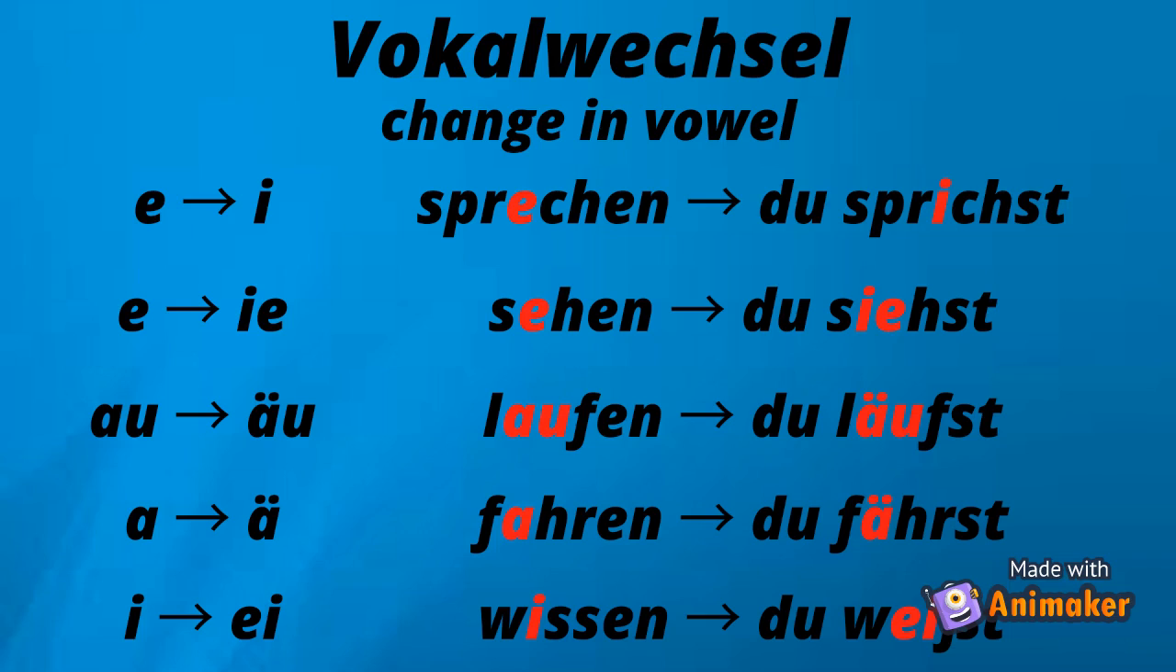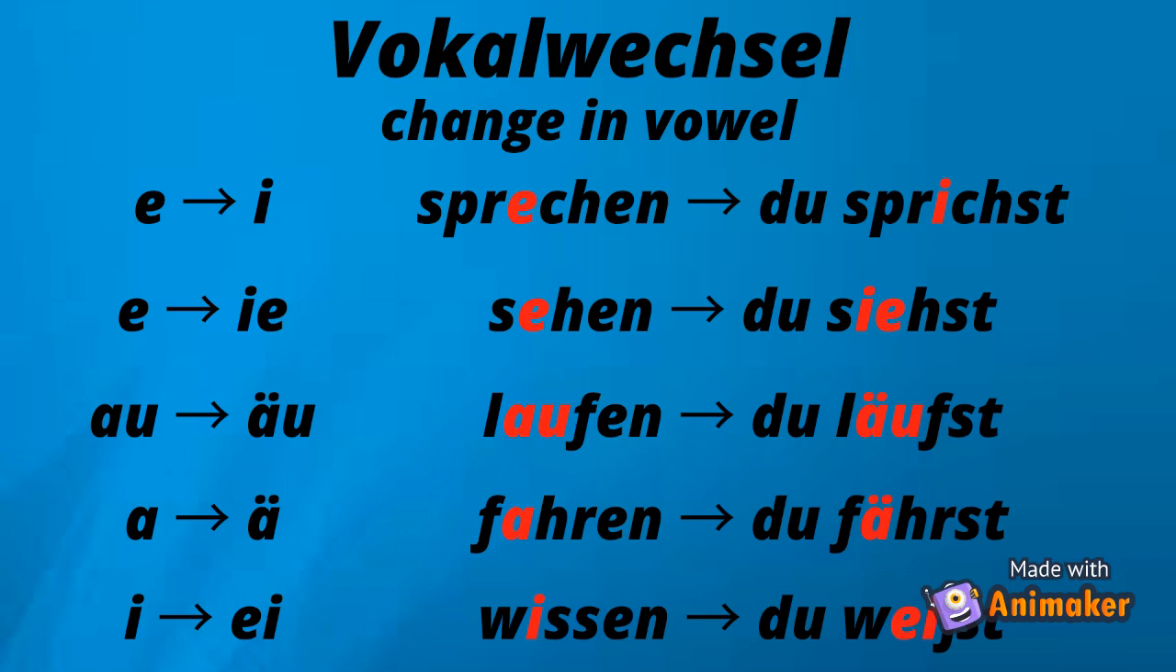Here are the changes that you will notice when the verb stem changes in the irregular verbs. E changes to I in sprechen. That means to speak. And it changes to du sprichst. In the next case, E changes to IE. For example, sehen, that means to see, which changes to du siehst.